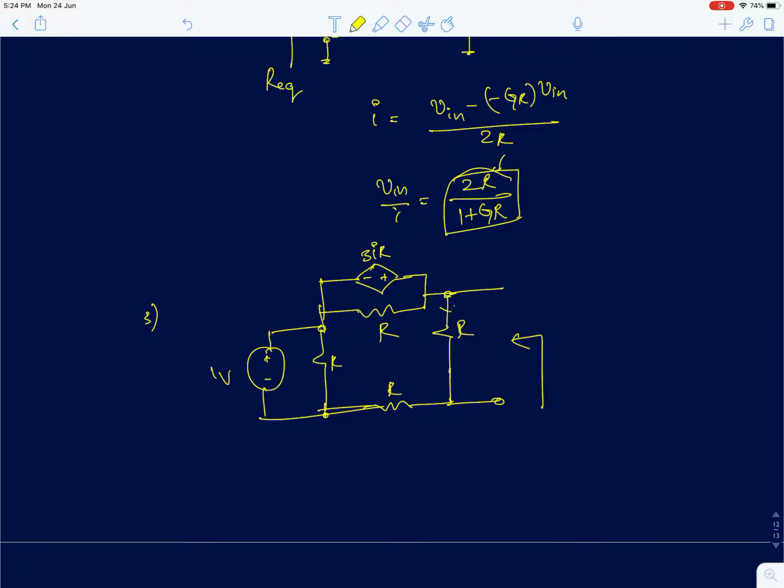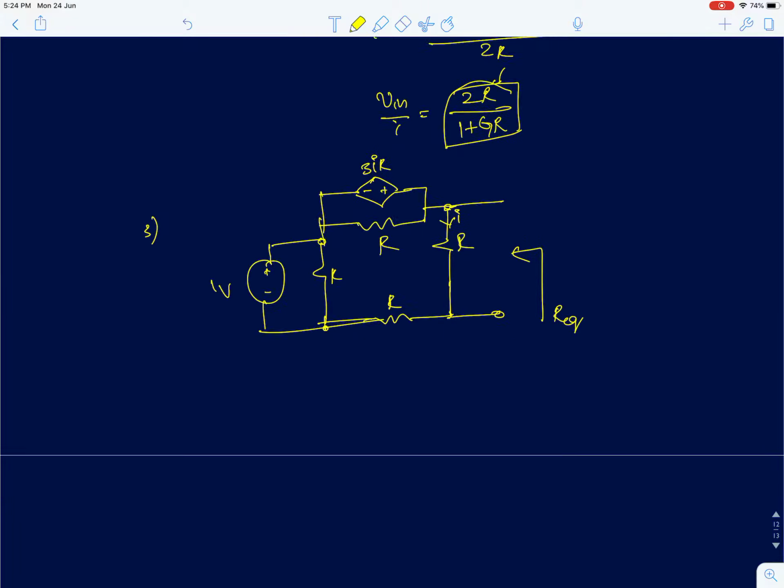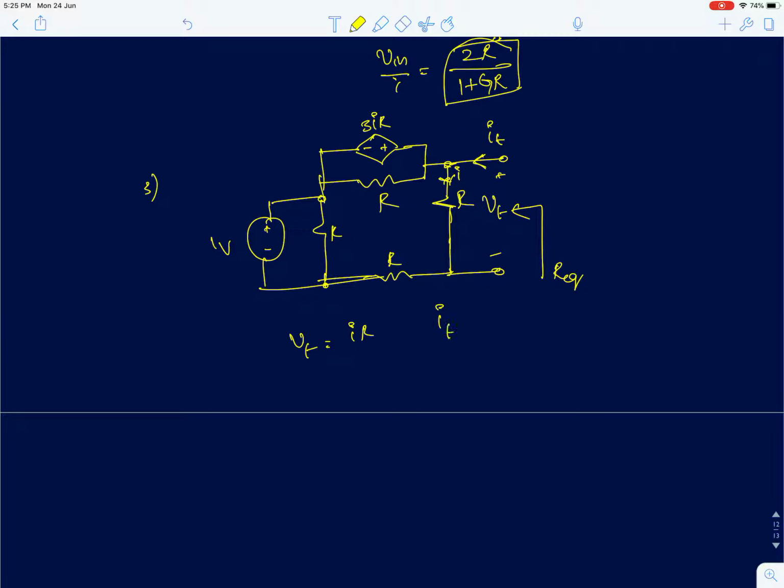So you're supposed to find I, the current here, the equivalent resistance at this point. Now how do you go about analyzing this? You are supposed to find the total current, let's call it IT, and the voltage across this, say VT, and I'm supposed to find IT. VT is simply I into R because it's entirely across the resistance R here. The only thing is I need to find IT in terms of I, then I can get a result purely in terms of R, or the parameters given in the circuit.